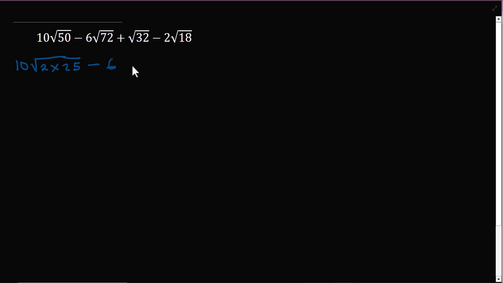So 6, and then 36 multiplied by 2 exactly, or 2 multiplied by 36 is the same thing. The order does not really matter. Then 16 multiplied by 2 gives us 32, minus 2 brackets 9 multiplied by 2 is 18. So that's it. From this very point, we can have 10√2. I'm just taking everything directly. Then multiply by 5, because the square root of 25 is 5.